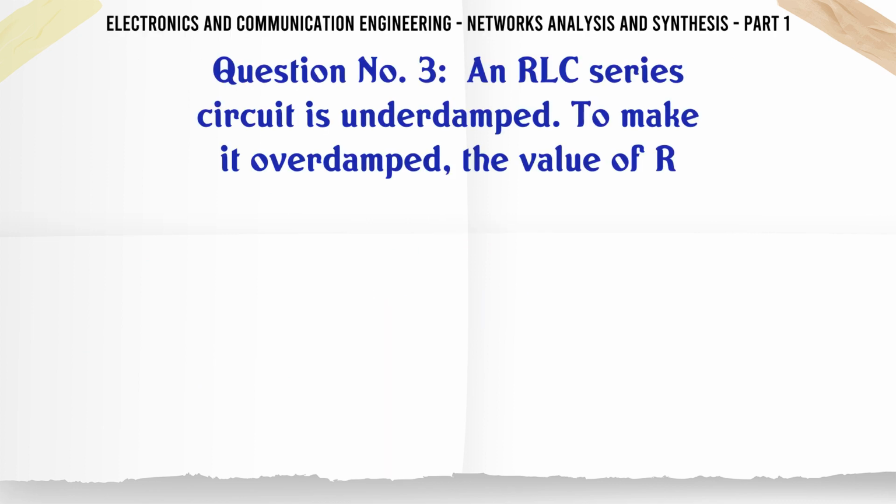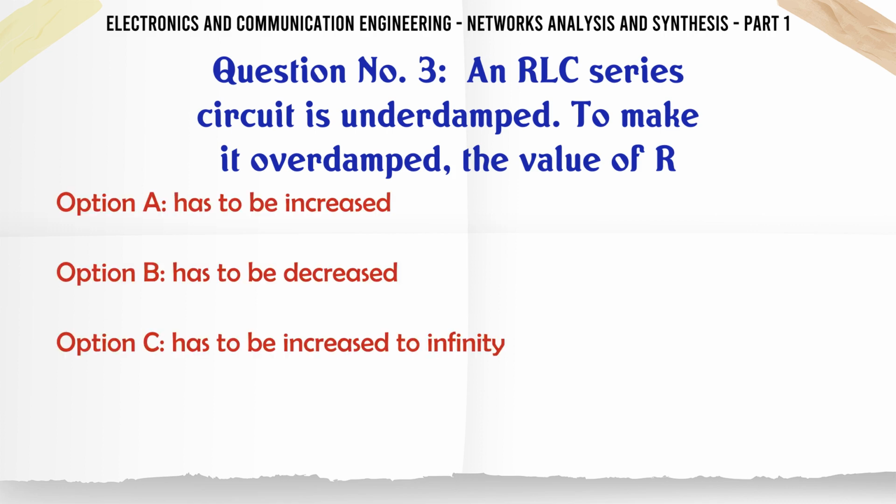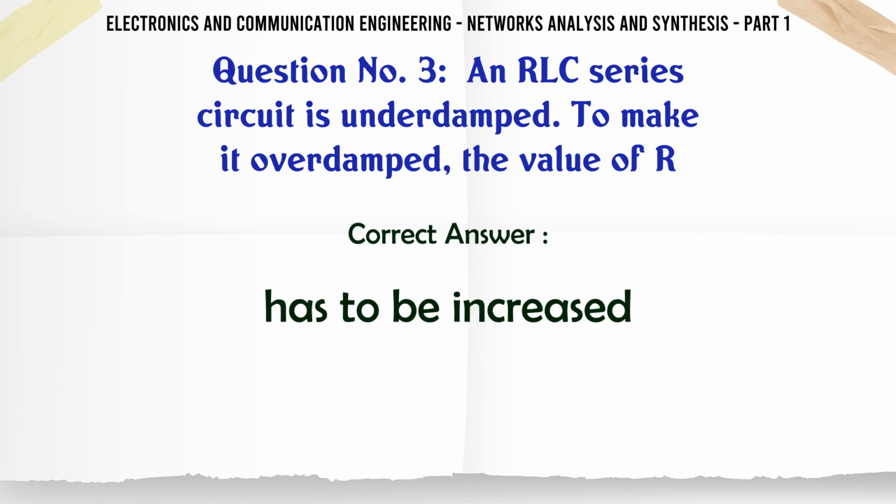An RLC series circuit is underdamped. To make it overdamped, the value of R: A. has to be increased, B. has to be decreased, C. has to be increased to infinity, D. has to be reduced to 0. The correct answer is has to be increased.